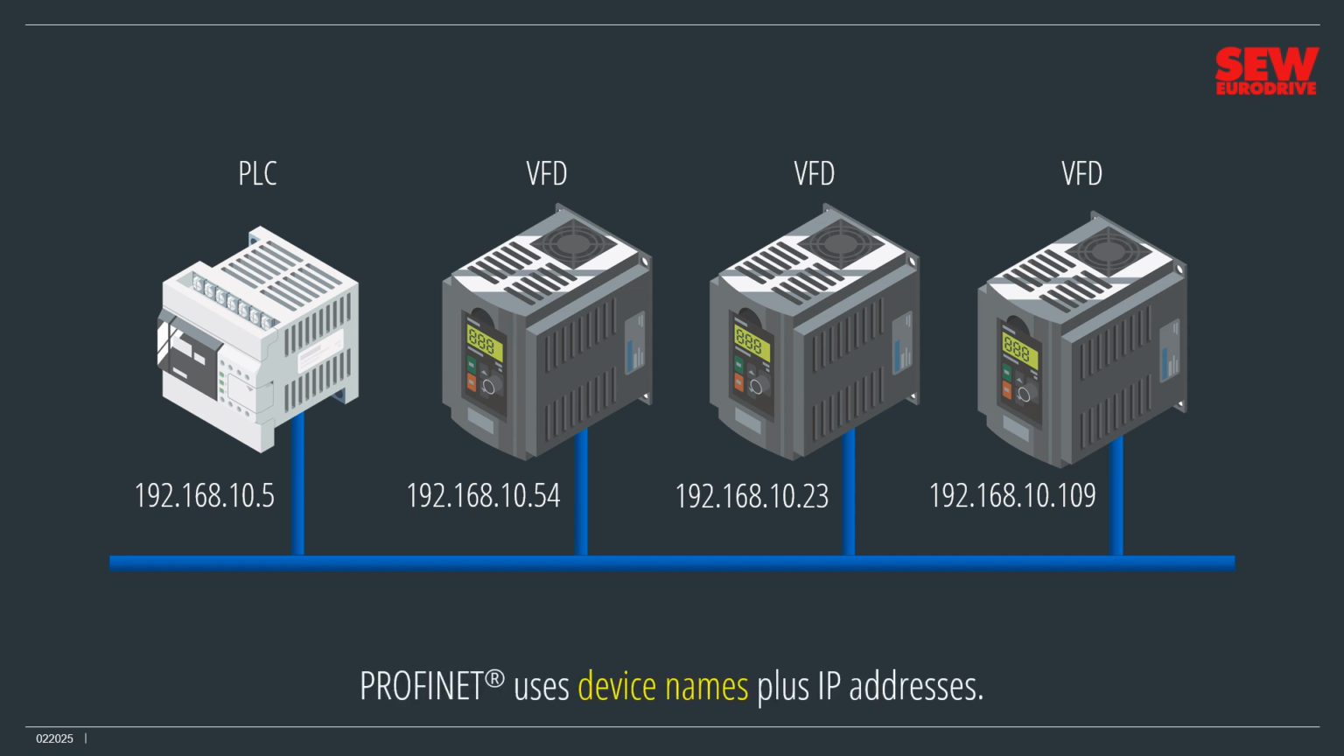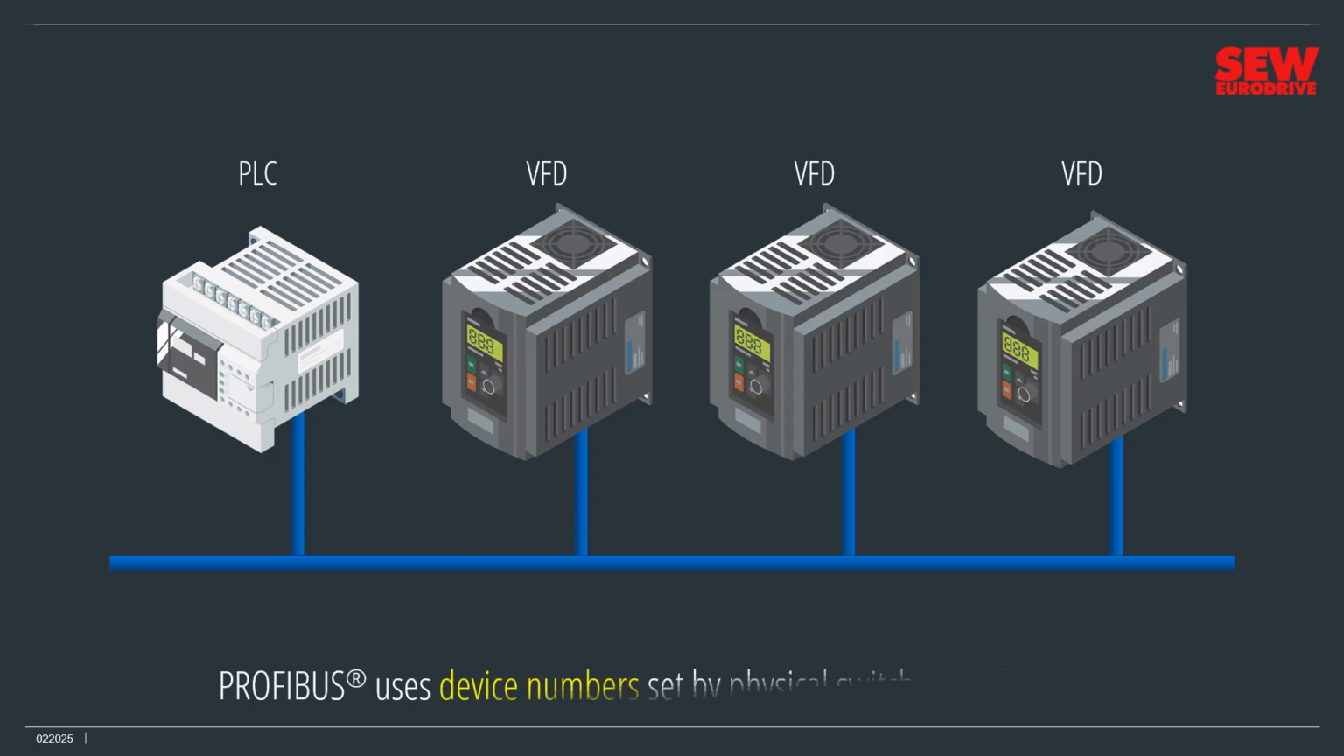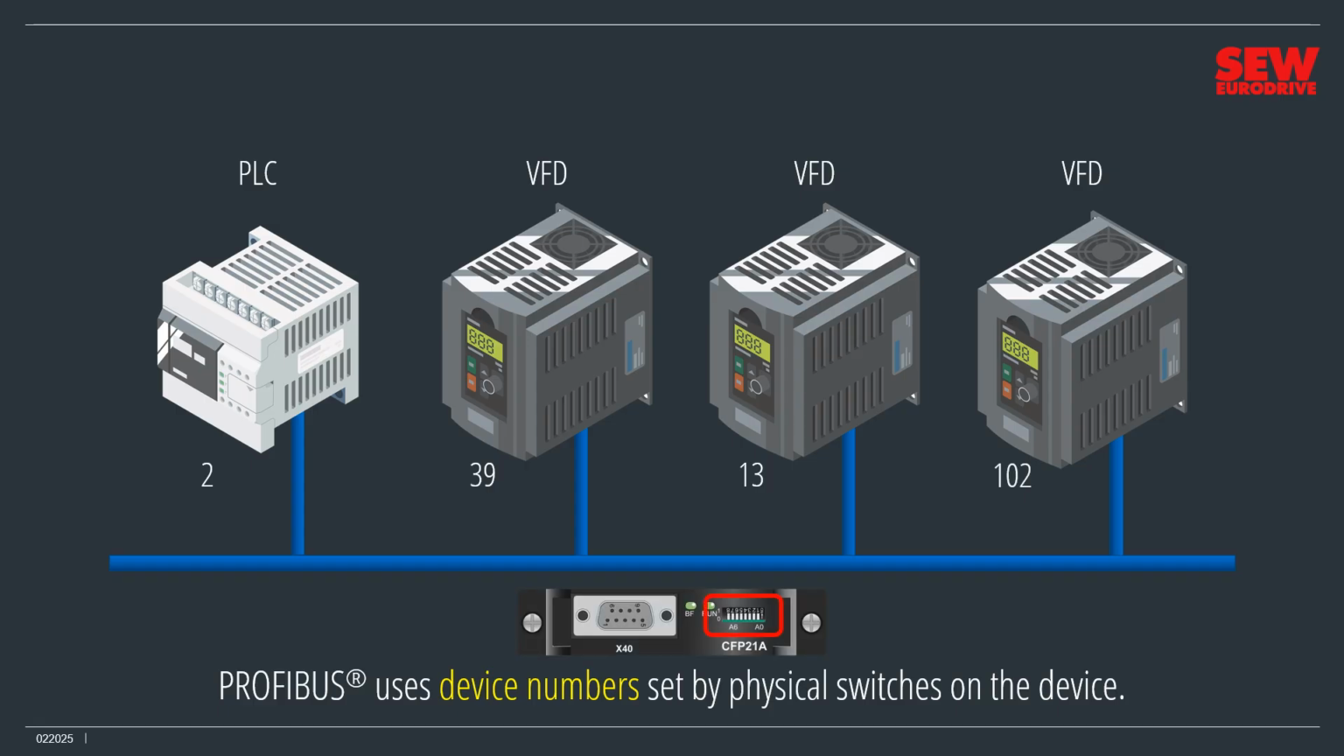Profinet uses IP addresses too, but also requires each device to have a unique name. Profinet device names are usually descriptive as well as unique. Notice that each name identifies the device's function in the system. Profibus, along with most older Fieldbuses, uses a unique device number as the address. Usually these are set by physical switches on the device. Profibus addresses are numbers from 0 through 127.